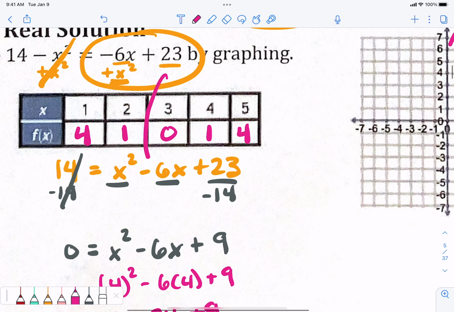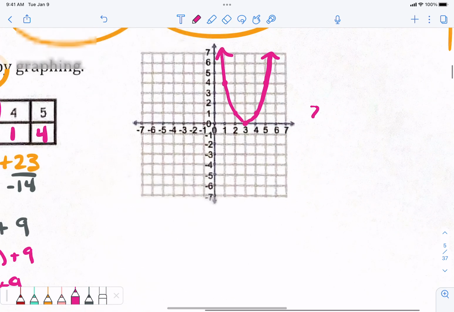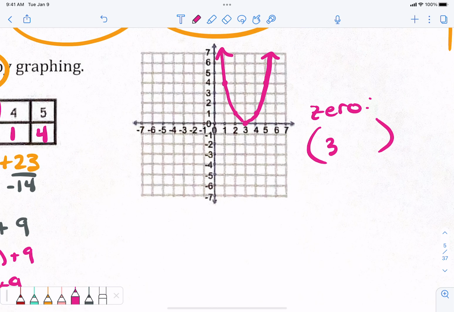Do you see that this is going to be your x or your 0? Because 0 is there, right? Okay. So listing out the 0. 3 comma 0 is my 0 or my root or my solution. That's a lot of zeros. 3 comma 0 is where he crosses, the x-intercept. Yeah? And there's only one of them because he is the vertex. Good? Happy with that? All right.